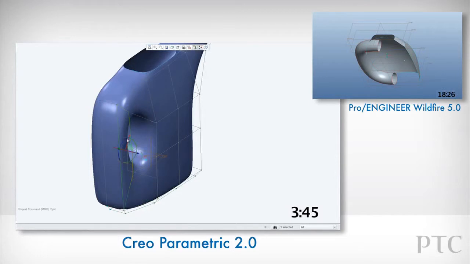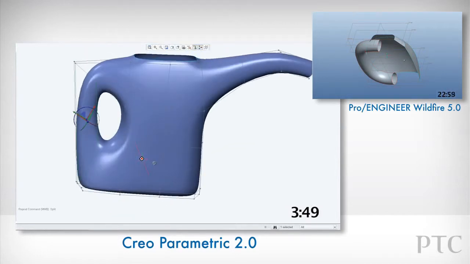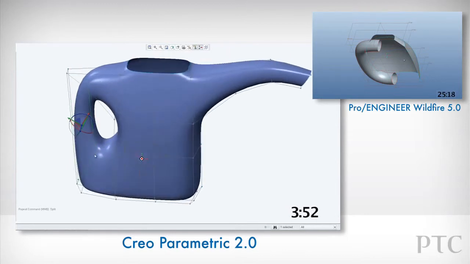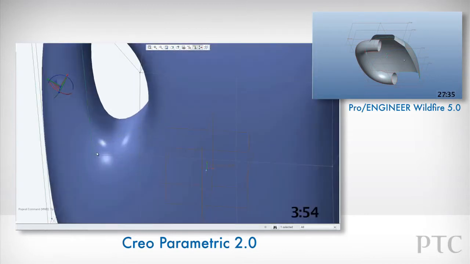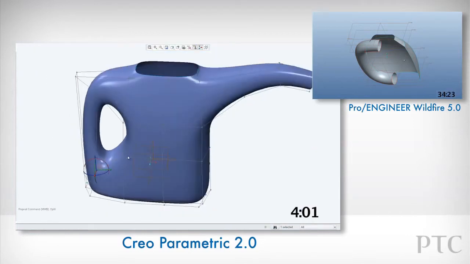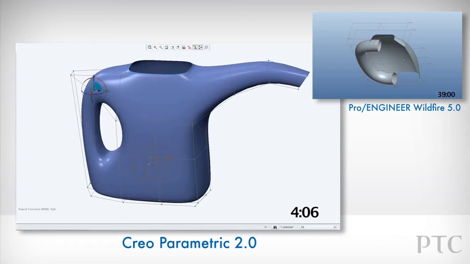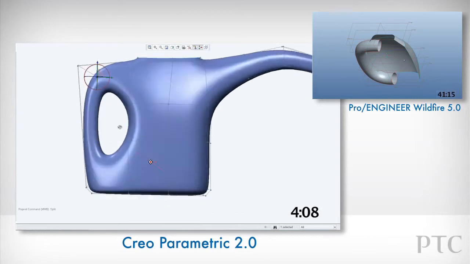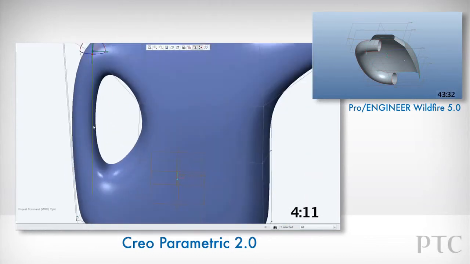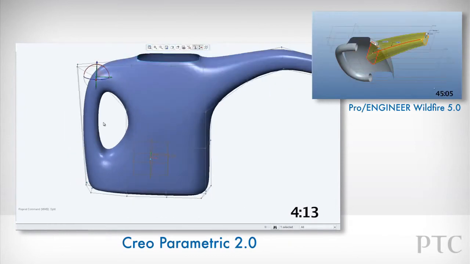With Freestyle, when we work on the handle, we want to add some finer detail to create a more ergonomic grip. The control mesh we've defined is too coarse to add that detail. We can adjust the control mesh detail by switching to a finer mesh. And in this case, we can add more detail as we see fit.